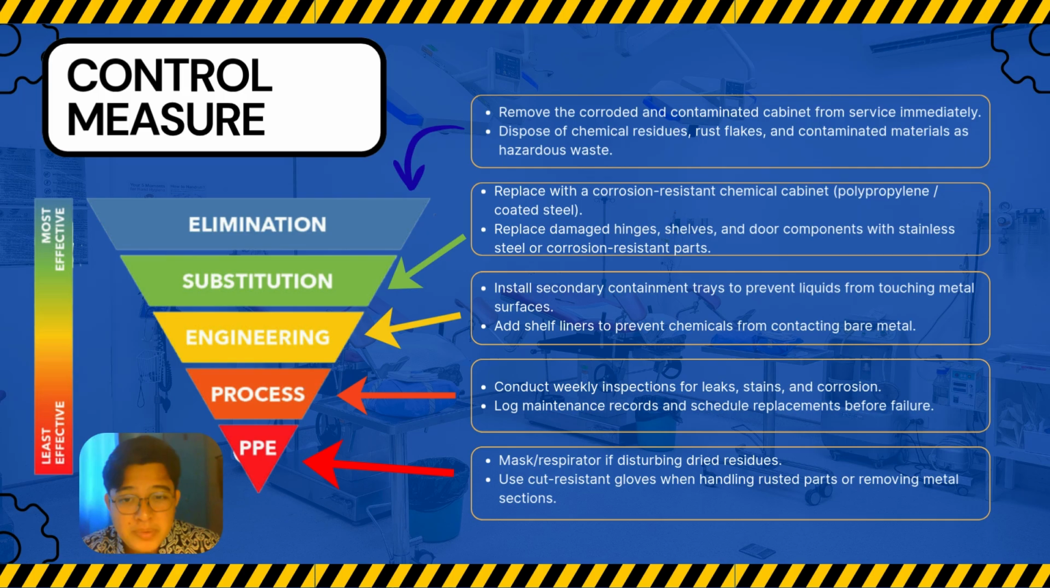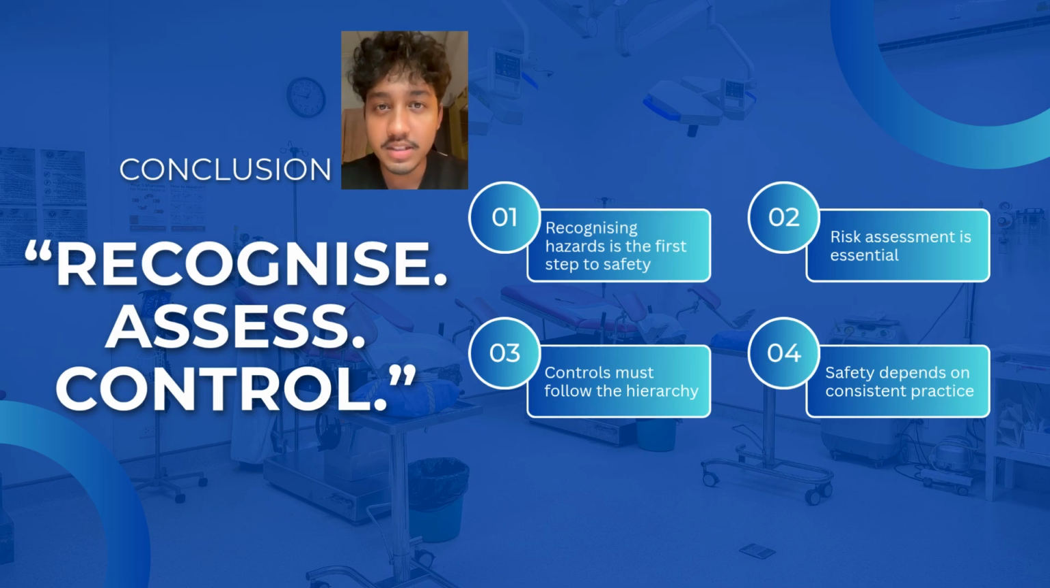Finally, under PPE, workers handling the cabinet or cleaning the residue should wear gloves, mask, or respirators, and cut-resistant gloves if handling the damaged metal parts. These combined measures reduce both chemical and physical risk effectively. Now, to conclude our presentation, we present to you a maxim: recognize, assess, and control.